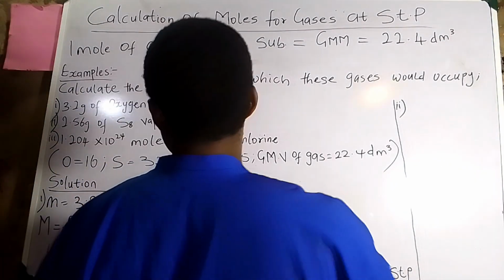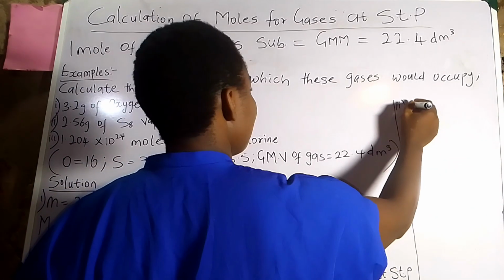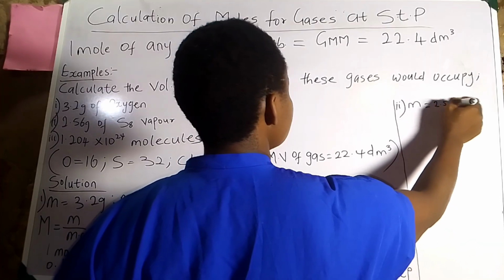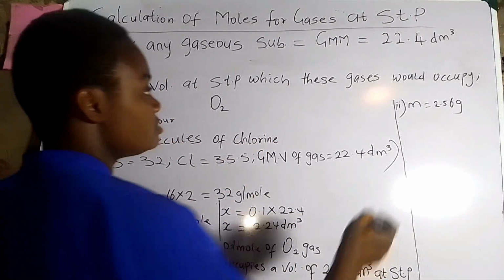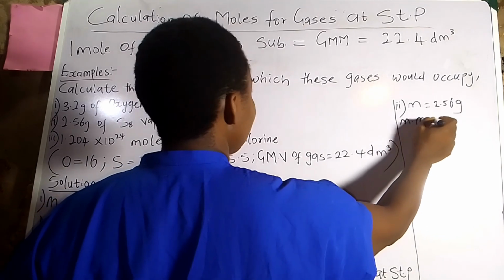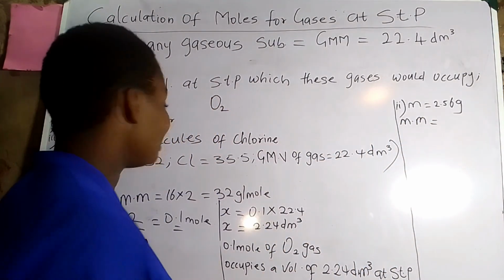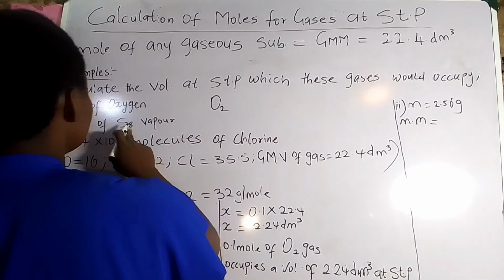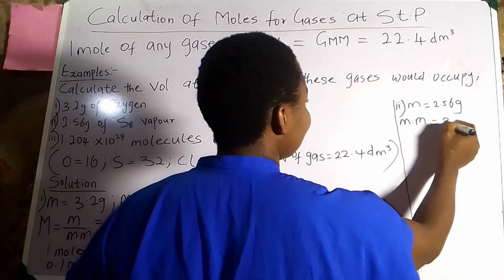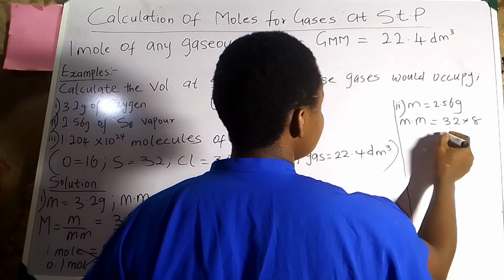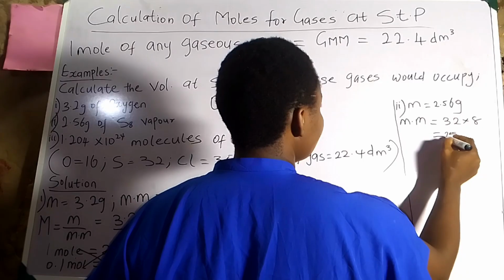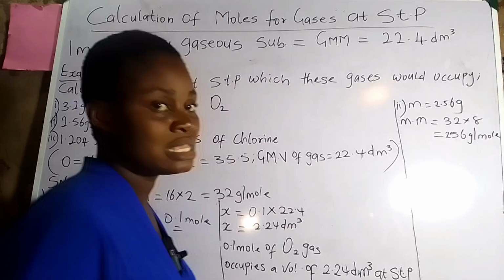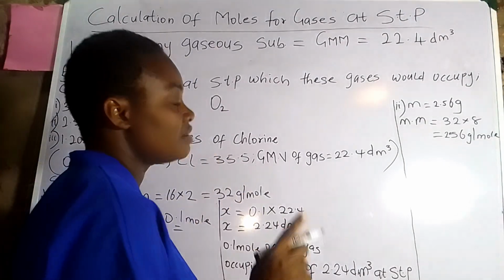Are you getting me? Now, for sulfur, we can say that the mass is equals to what? 2.56 grams from our given question. And we can say that our molar mass is equals to, you calculate your molar mass. Sulfur is equals to 32. And how many sulfur? It is 8. Now I can say 32 times 8. This is equals to 256 grams per mole. Please do not forget units. Very, very important when you are solving questions.